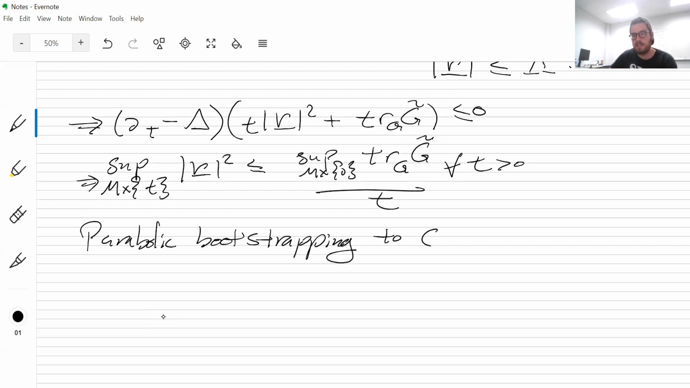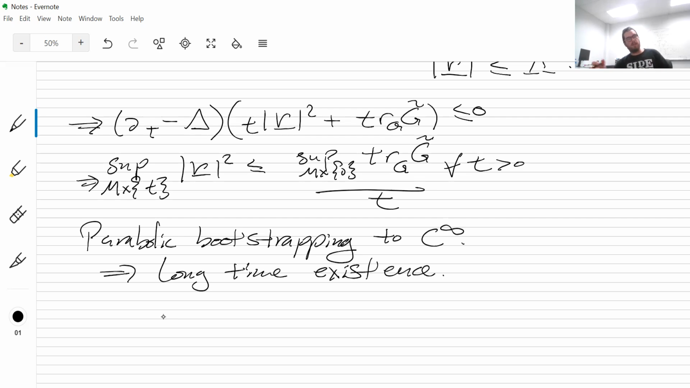By the Schauder estimates to C infinity. So you get long time existence, right? This will imply long time existence. Convergence ends up following from these C infinity estimates.